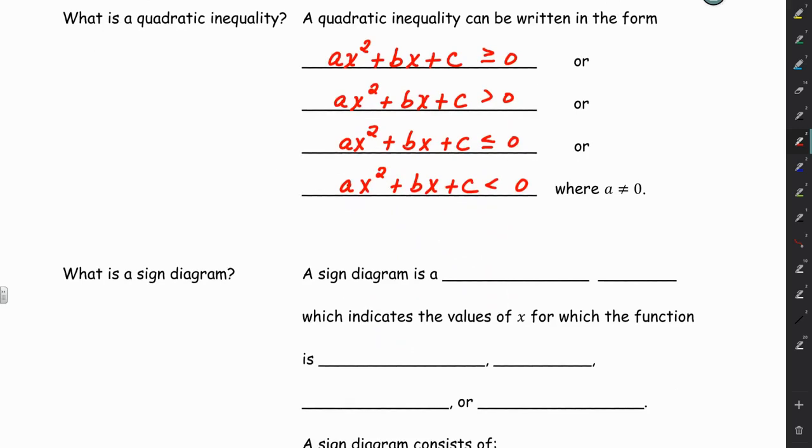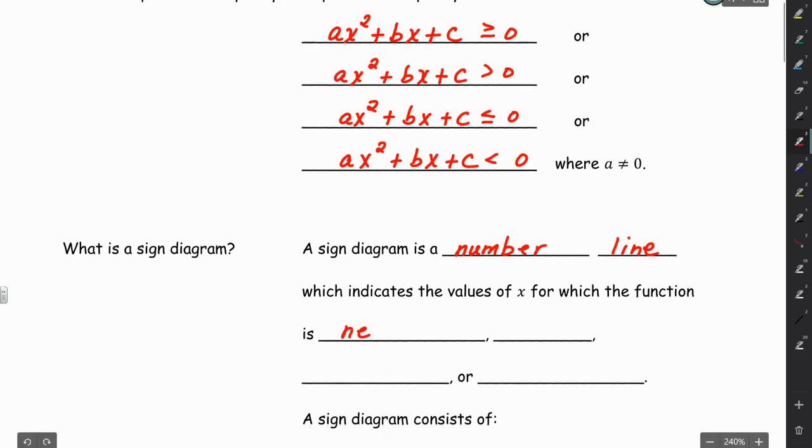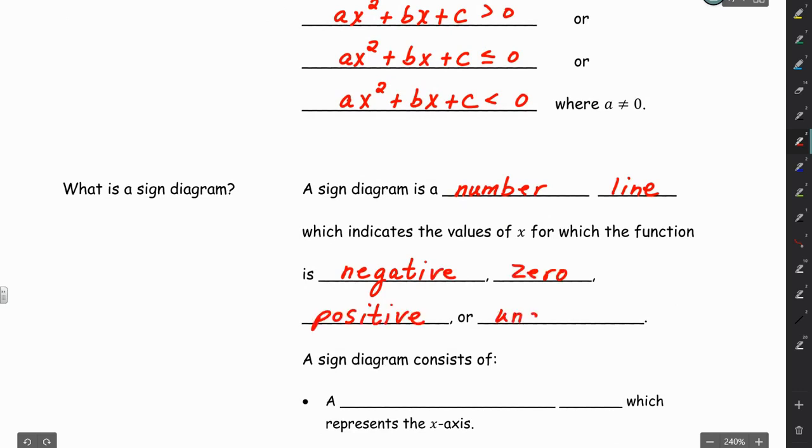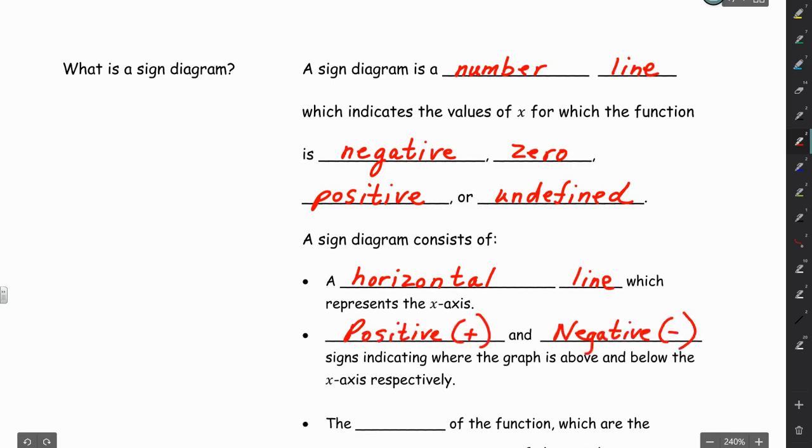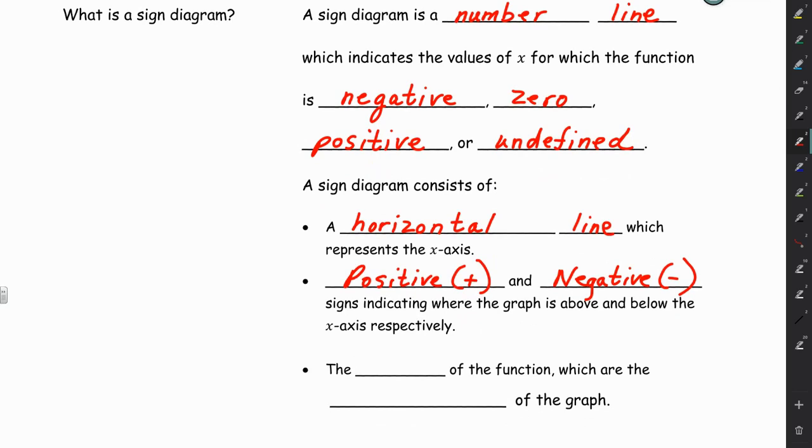And in this lesson, we're going to be using sign diagrams. So a sign diagram is a number line which indicates the values of x for which the function is negative, 0, positive, or undefined. The sign diagram consists of a horizontal line which represents the x-axis, positive and negative signs indicating where the graph is above and below the x-axis respectively, and the zeros of the function, which are the x-intercepts of the graph.